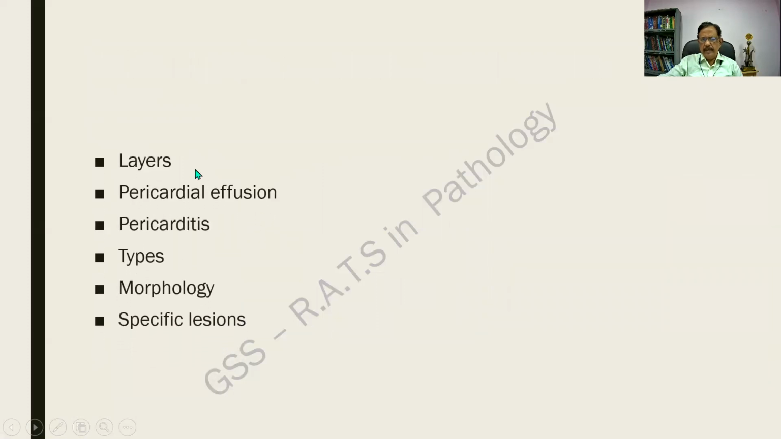So as a summary, what are the layers of the pericardium? What is pericardial effusion? What is pericarditis? What are the types of pericarditis? Morphology, particularly in fibrinous pericarditis, constrictive pericarditis, and any specific lesion. They can ask you otherwise also. In rheumatic fever, what is the type of pericarditis? In tuberculosis, what do you find? So the same question can be asked in different forms.